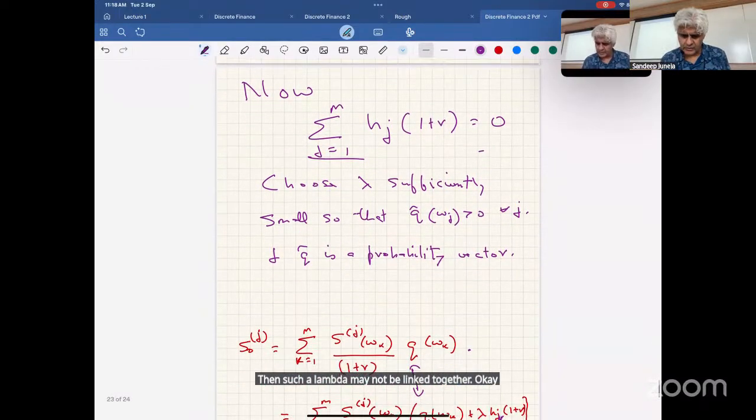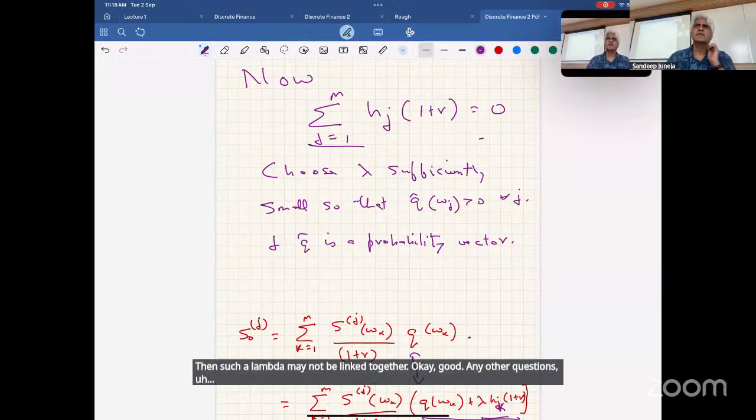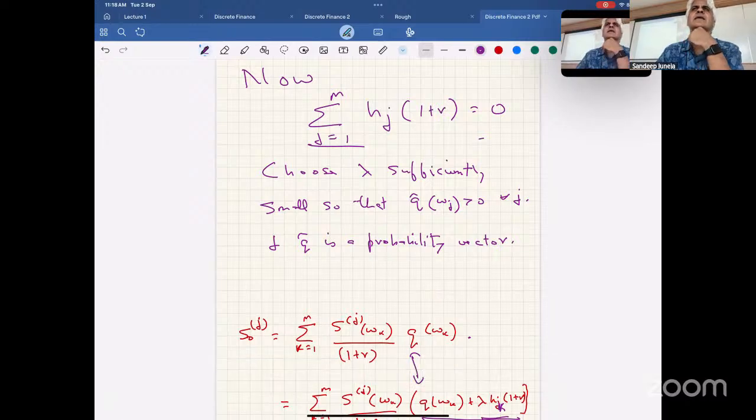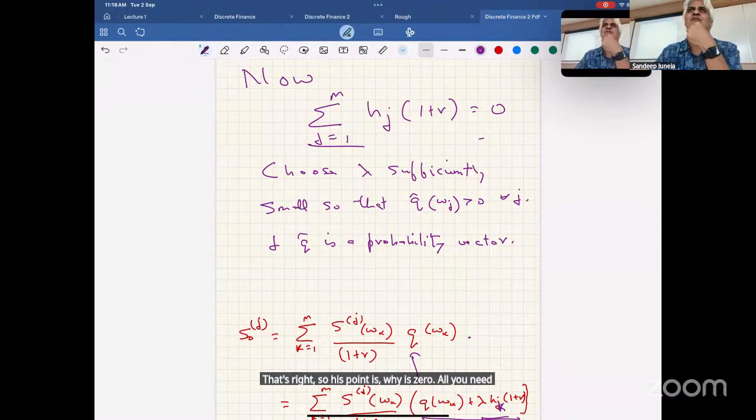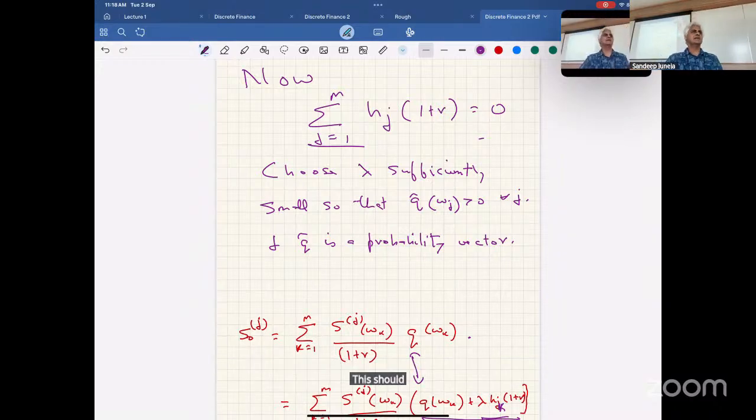Okay, good. Any other questions? That's right. So his point is why is it 0? All you need is non-zero. You don't need it to be positive. Just such an h should exist.